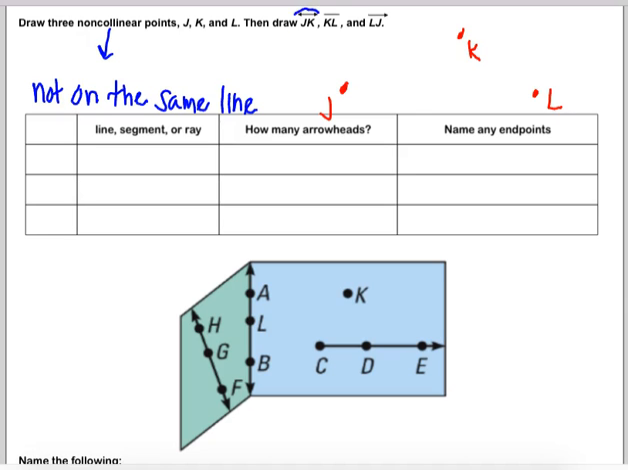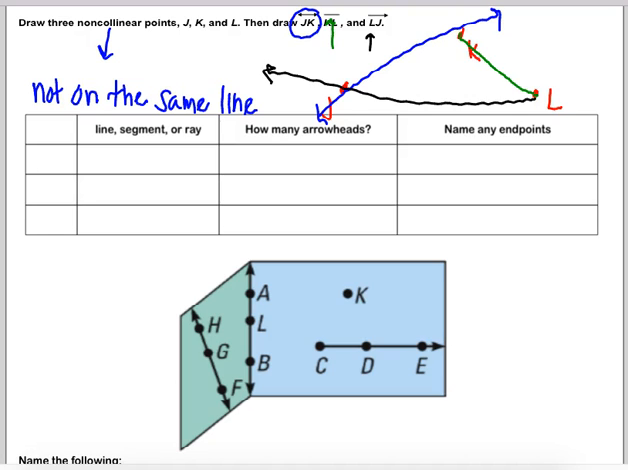Then it says draw line JK. Do you guys see how it's a line because it has 2 arrowheads? So I'm going to draw a line through JK. Then draw segment KL. I knew it was a segment because it's just the bar above KL, so it has a starting and an ending point. And then lastly, it says draw ray LJ. And I know to start at L and go towards J because L comes first. It's a really ugly picture, and I apologize.